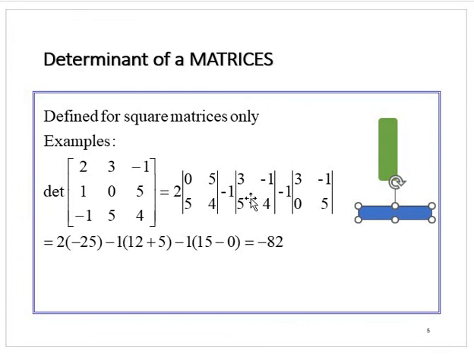And then the determinant of this matrix will be 3 times 4, 12. This times 1 minus 5 minus 1. So this is 12 plus 5. And then the determinant of this one is minus 1, 3 times 5, 15, 0 times 1 is 0, minus 0. So the determinant is minus 82. So that's how we compute determinants for matrices of dimension 3 and above.